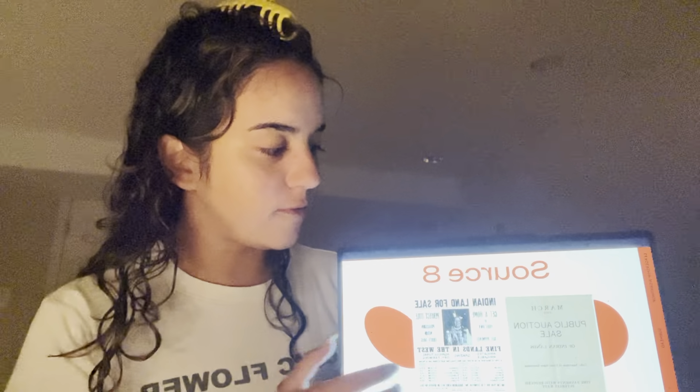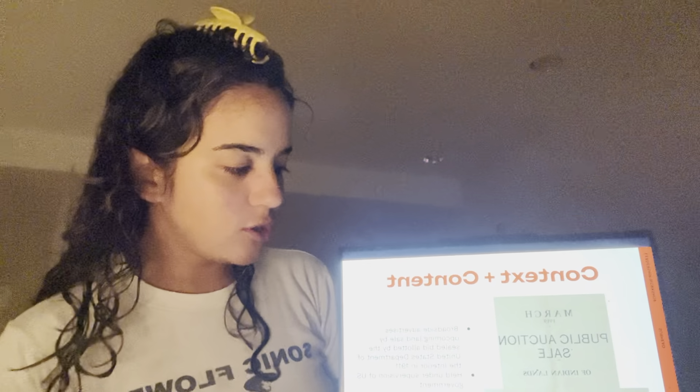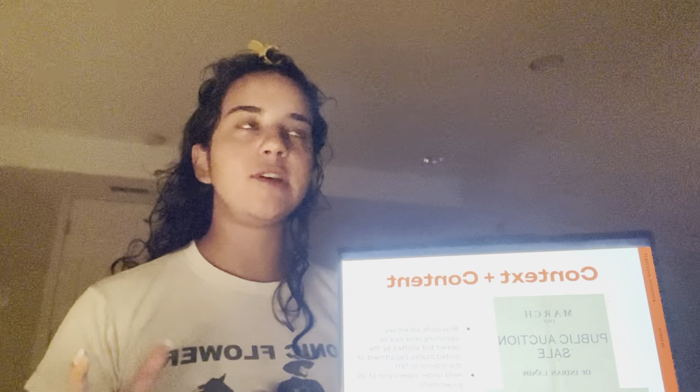Two posters that detailed the sale of Indian American lands by the U.S. government. The first one is just a basic public auction sale, specifies that the lands are under the jurisdiction of the U.S. government, and the second one is basically the same idea, just goes into more detail on the specific amount of acres being sold per state and draws light to the extent of how much land was being sold.